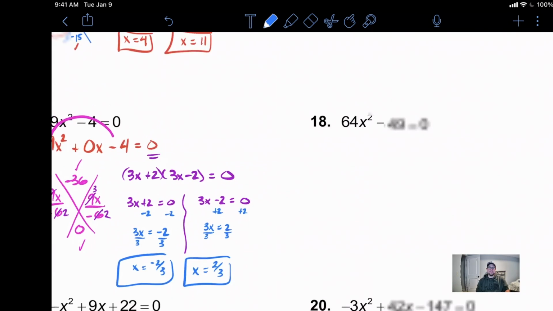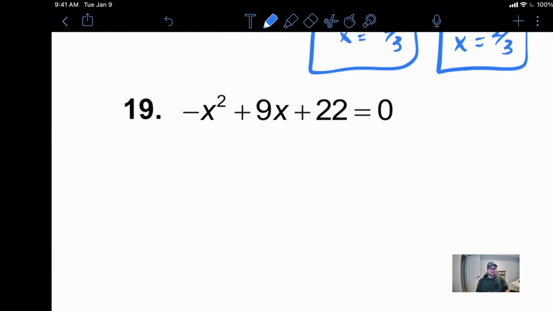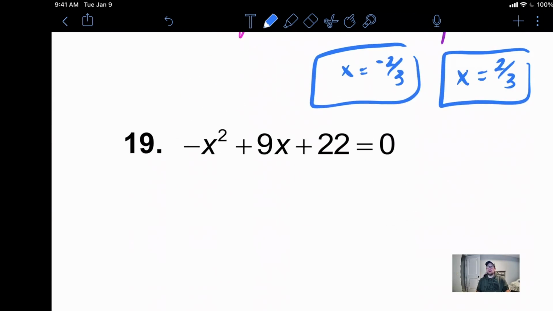Nice job. Let's do our last problem. Here's our last one, number 19. Now, number 19 looks kind of normal on the surface, but you got to realize one thing. If there's a negative in there, that's going to cause all sorts of trouble when we try to factor.